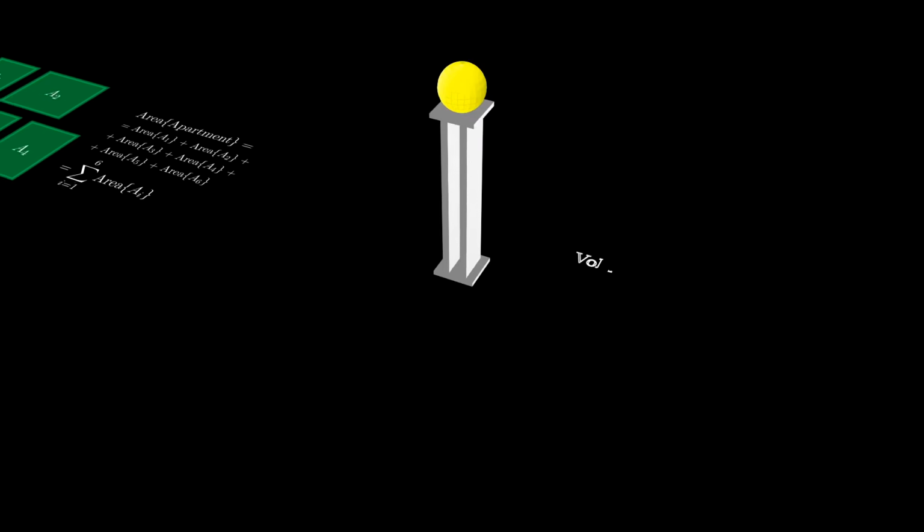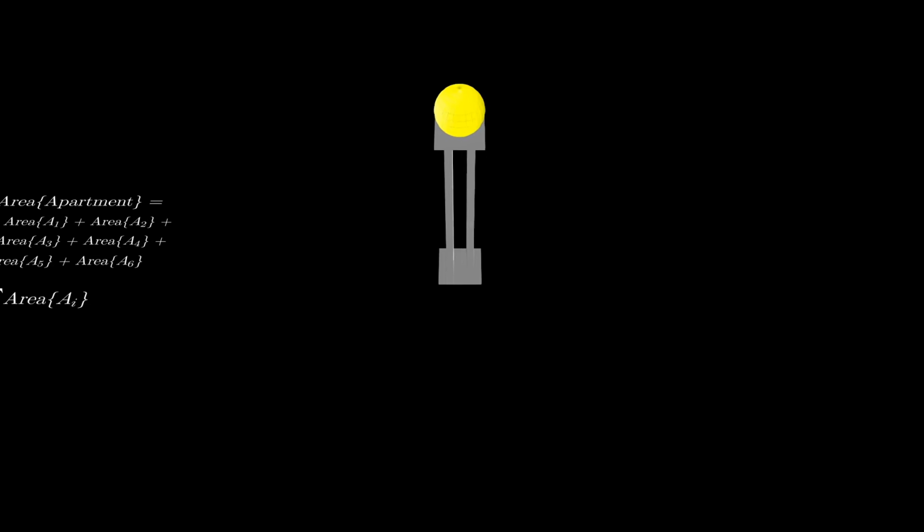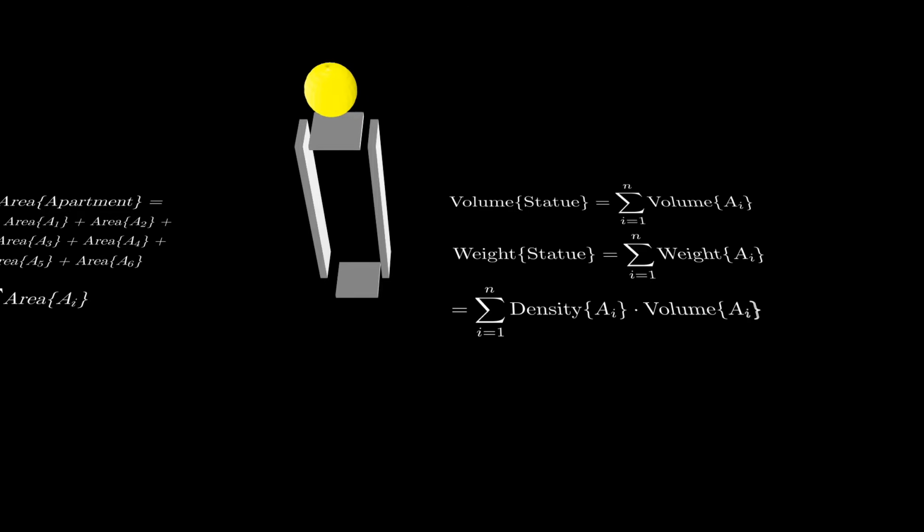Finally, imagine that you are looking at a nice statue and you are wondering about the volume or maybe the weight of that statue. As before, you can find that value by splitting the statue into separate parts, measuring the volume or weight of each one of these, and then adding them up. And in this case, these 2 values are actually also very related, because you can translate between them. If you additionally know the density of each material, you can compute the weight by multiplying the volume by the corresponding density.